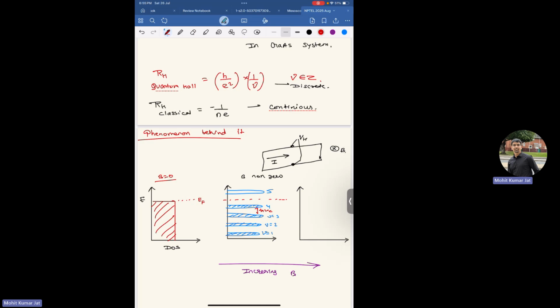So you are filled with four filling factors, and your Rxy here will be quantized in h by e squared divided by 4. There will be 4 channels basically. But if you increase the magnetic field, what will happen? The spacing will also increase.